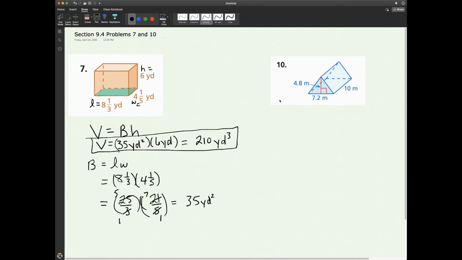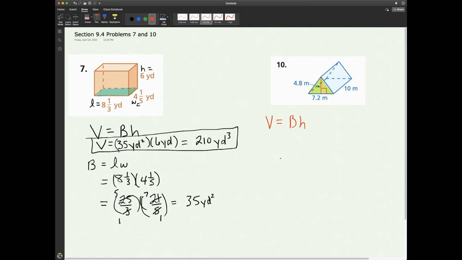All right, problem number 10. This is a triangular prism. The formula I use is exactly the same: area of the base times the height. For a triangular prism, I'm going to take one of these triangles as the base and find the area of it, because for a triangular prism, the bases are triangles. I just have to find the area of one of those triangular bases.